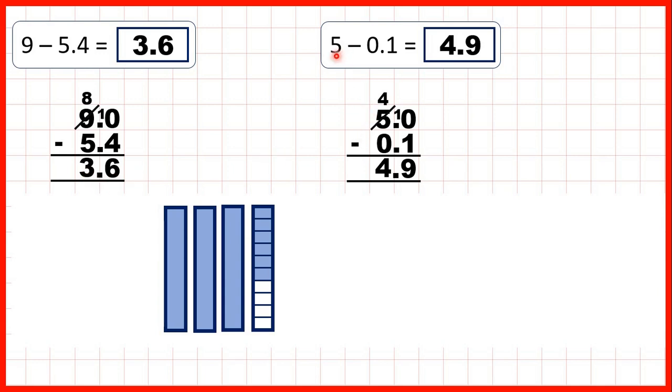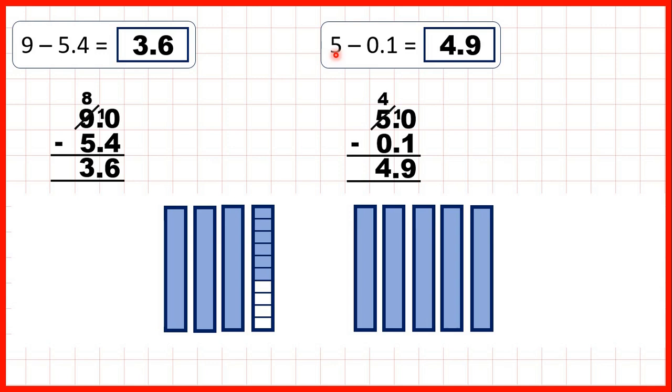Now for this question, we started with 5 ones and we were taking away 1 tenth. But to do that, we needed to exchange one of our ones for 10 tenths. That meant we only had 4 ones, but with 10 tenths, we could subtract 1 tenth to get 9 tenths, and we weren't subtracting any wholes or any ones, so our answer was 4.9.